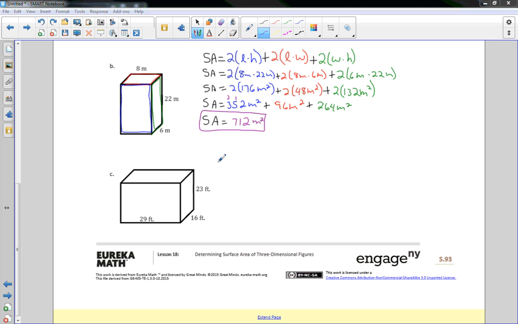Okay, on to C. I'm going to do the same process. Surface area equals, I'll use the same colors, 2 length times height, plus 2 length times width, plus 2 width times height. Substitute in my givens.